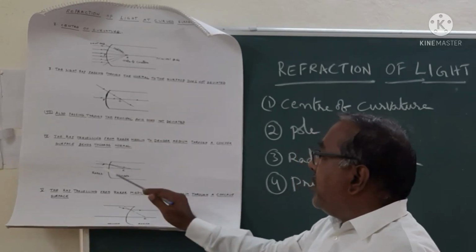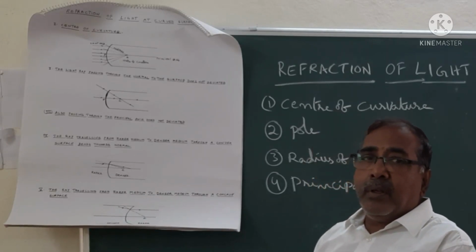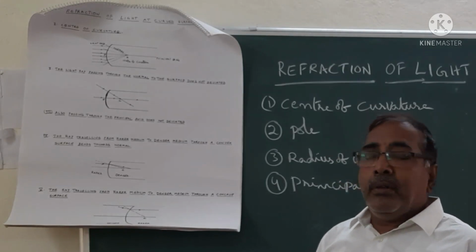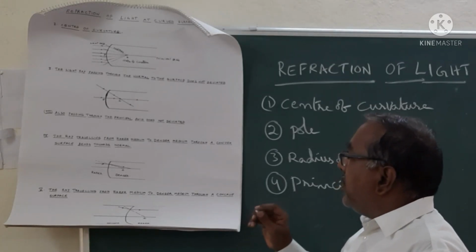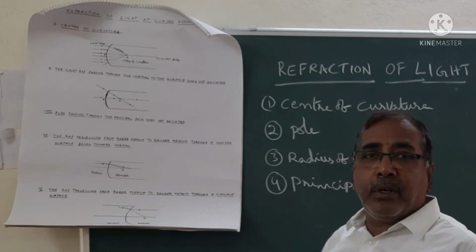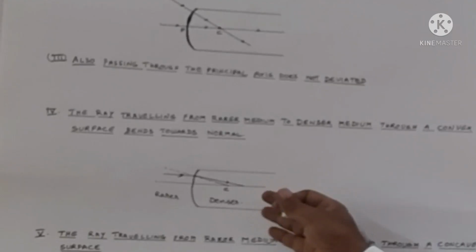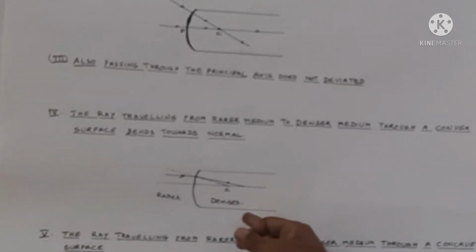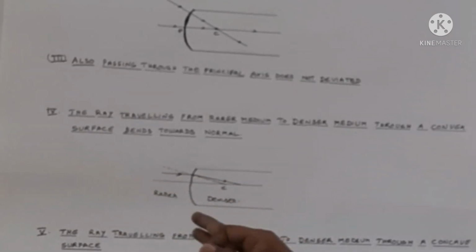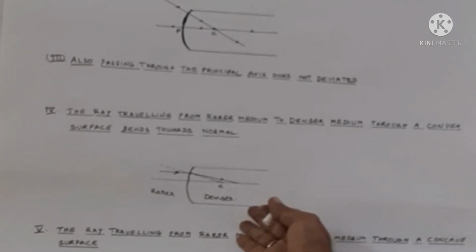Next, there are so many mediums. Depending upon their densities, they are distinguished as a rarer medium and denser medium. Denser means having more density. Rarer means having less density. Let us suppose it may be air, it may be water or glass, etc.